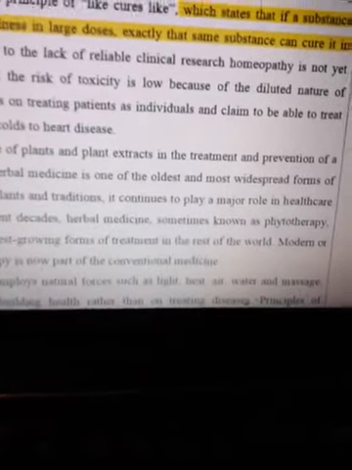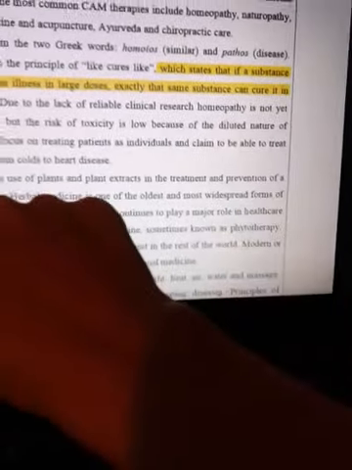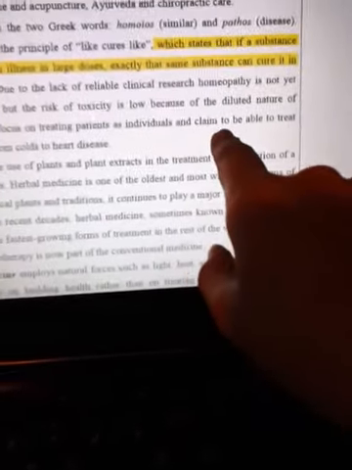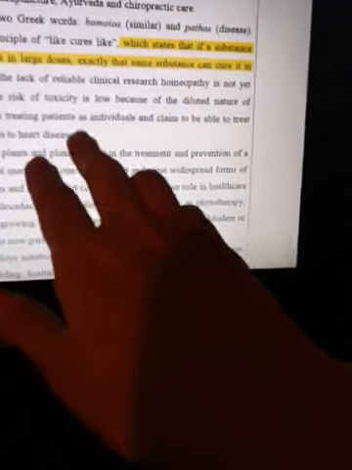Due to the lack of reliable clinical research, homeopathy is not yet supported by evidence, but the risk of toxicity is low because of the diluted nature of the remedy. Homeopathy focuses on treating the patient as an individual and claims to be able to treat virtually any ailment, from colds to heart disease. So because it is so diluted it has low toxicity, but there is no evidence supporting it.